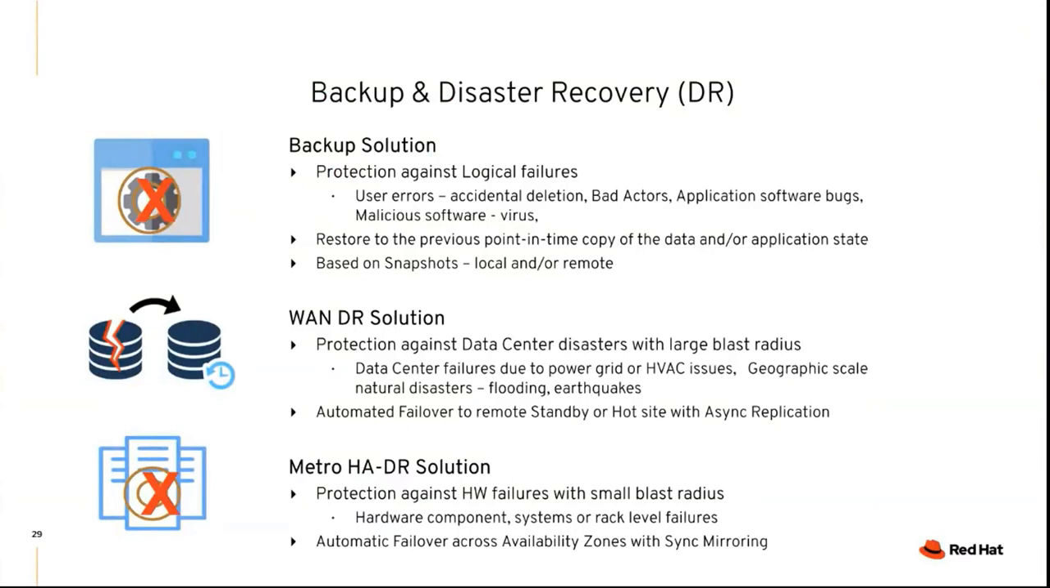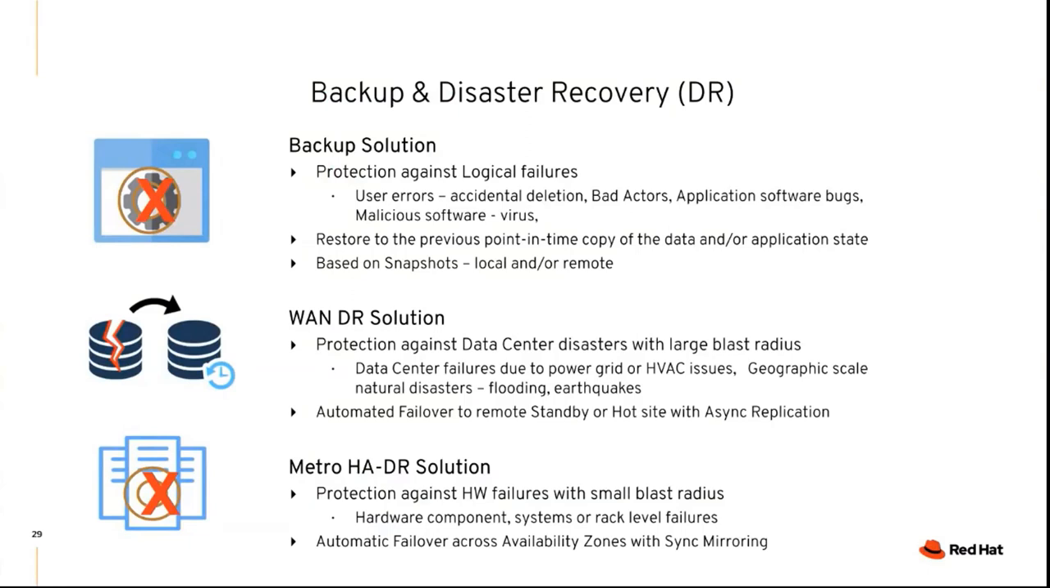We look at two options. One is a local snapshot to our current storage. Another one is a snapshot to a remote location. When we are talking about a DR solution, we are talking about multi-cluster at the end of the day.